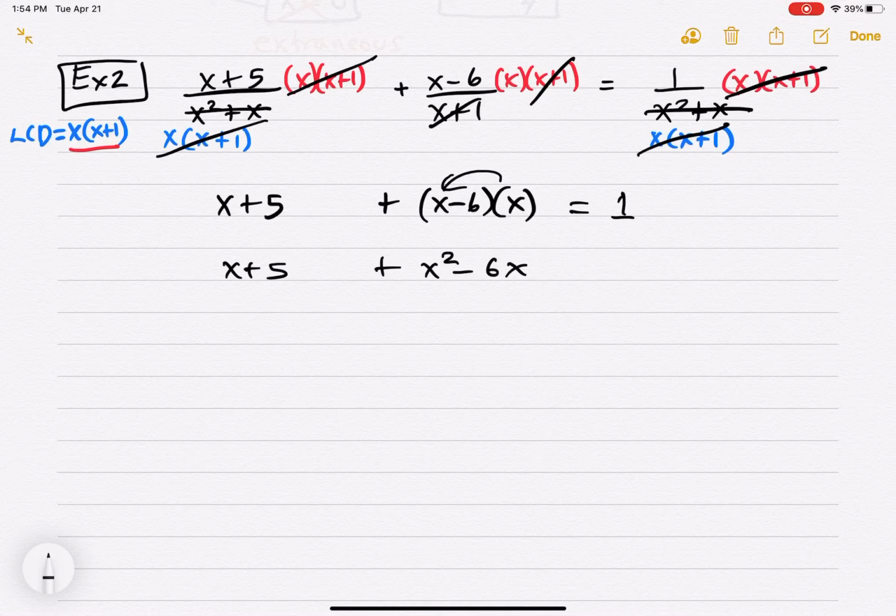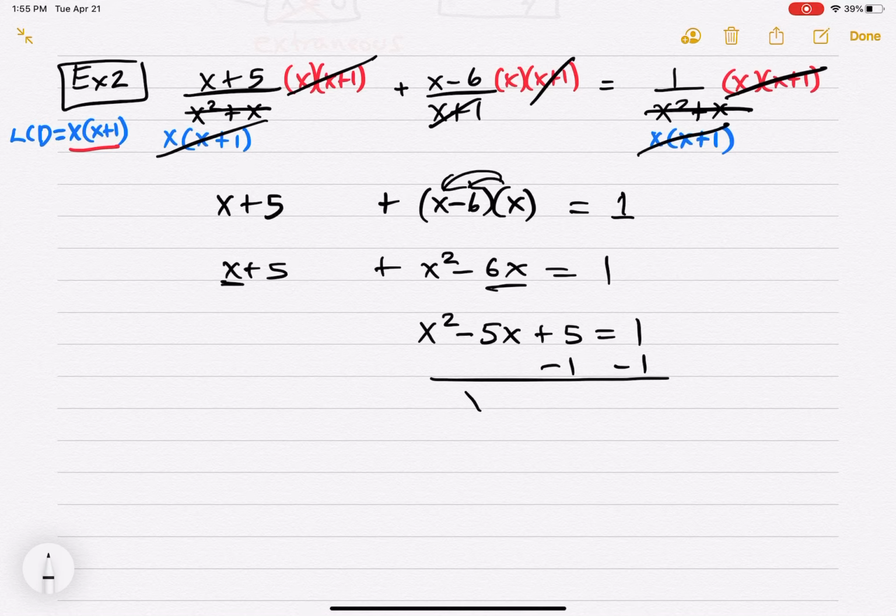By doing this, we're going to combine like terms on the left side. We get x squared, positive x and negative 6x makes negative 5x. Don't forget that positive 5, and don't forget that we still have a 1 on the right side, which we're going to subtract. Five minus 1 is 4.